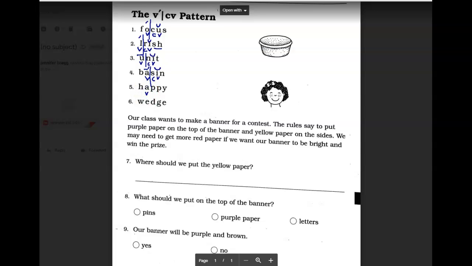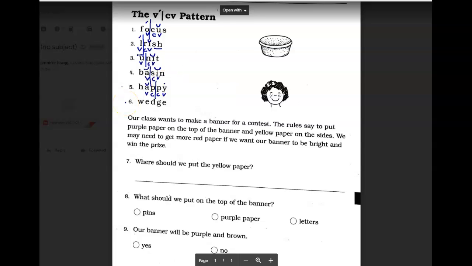Happy. Look for your vowels. We have this vowel here, and Y is going to be used as a vowel. We have VCCV pattern here, so let's divide between the two P's. We have a short A sound and an E sound, so let's put a dot.